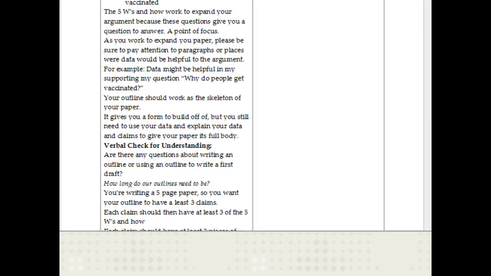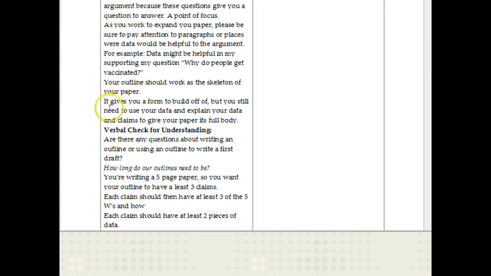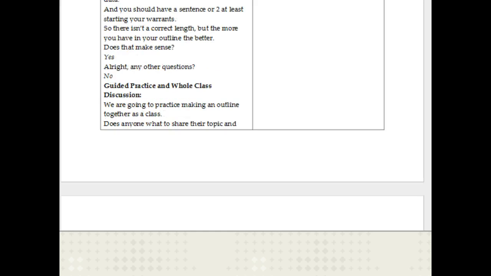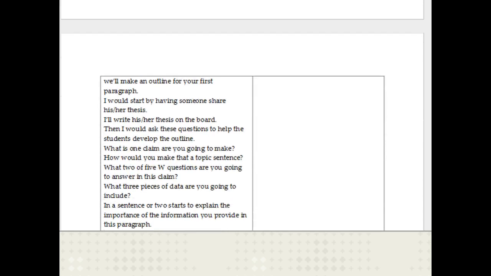So when you're right here, okay, the outline is going to work as a skeleton for your paper, and it gives you a form to build on. How long does your outline need to be since you're writing 5 pages, all right? And I have to wonder, it looks like you've talked to them about claim, data, and warrants, but I don't know if you talked about refutation in there. But if you're teaching an argumentative paper, you have to address refutation for the grade level that you're discussing.